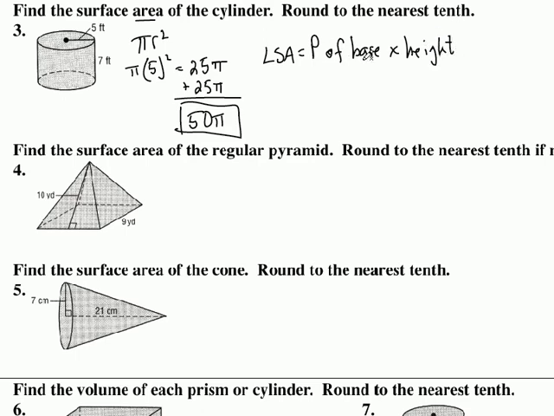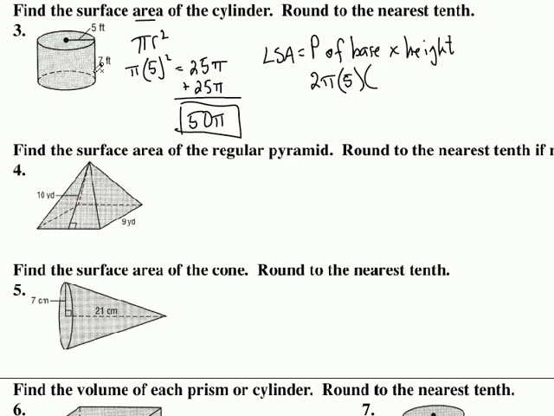All right. Perimeter of the base. What kind of figure is this base right here? Well, it's a circle. So how do we find the perimeter of a circle? It's 2 pi r, and r is 5. That's the perimeter of the base, 2 pi r, times the height.